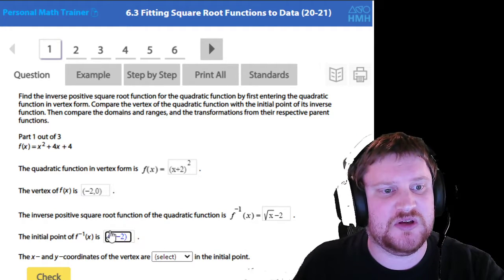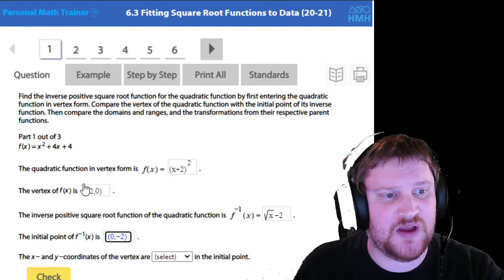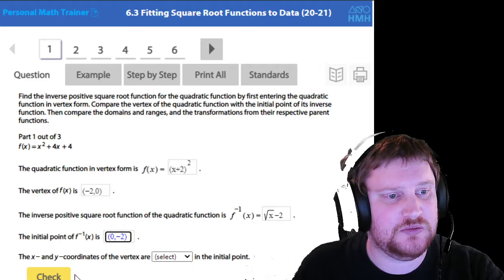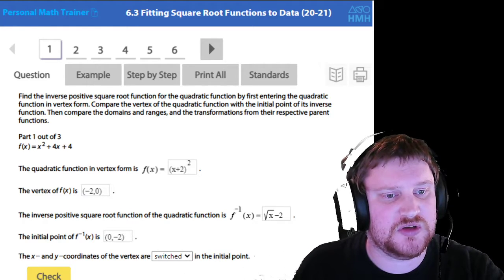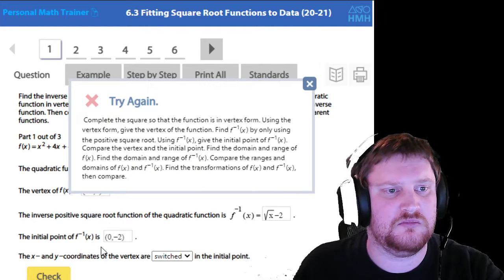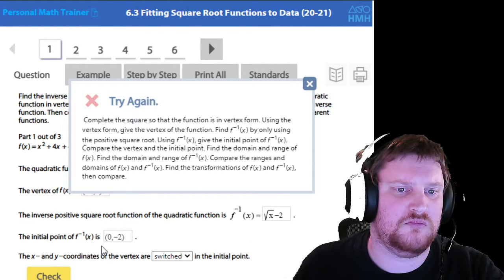You can do that because the vertex of f of x, if you just flip those two, negative 2, 0 becomes 0, negative 2. The x and y coordinates of the vertex are switched in the initial point. Maru?